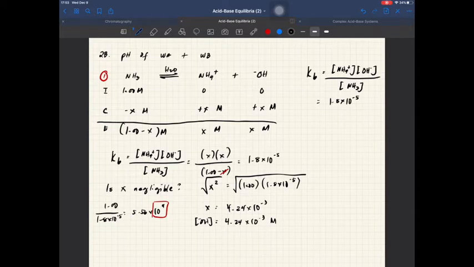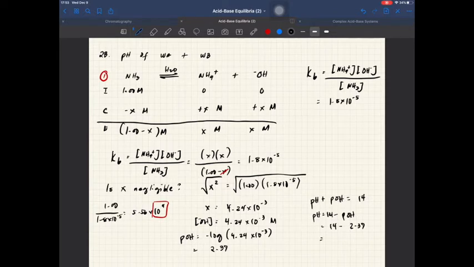And from the concentration of hydroxide, we can calculate the value of pOH, which is the negative log of 4.24 times 10 to the negative 3, and we get a value equal to 2.37. But if you're asked to calculate the pH, we already know that pH plus pOH is equal to 14 in aqueous solution, or when the solvent is water. So pH is equal to 14 minus pOH, and 14 minus 2.37 is equal to 11.63. So this is how you calculate the pH of weak acids and weak bases.